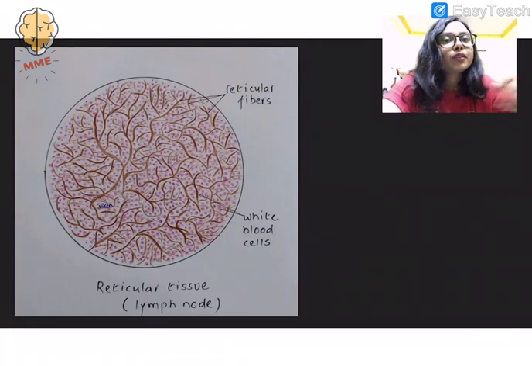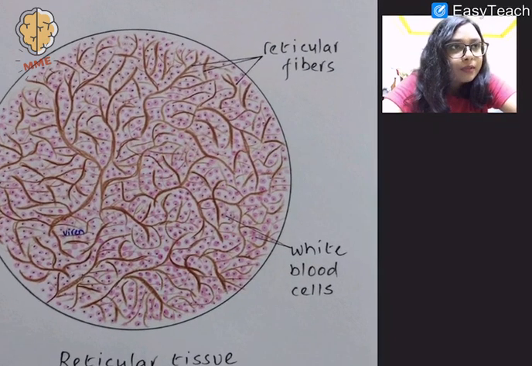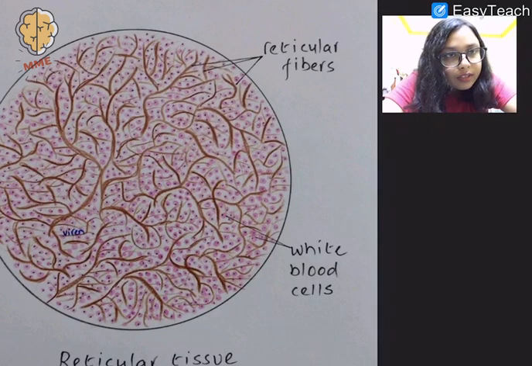Now coming to the reticular tissue, see here, this is the diagram you will make. You see the reticular tissue here, they are all in brown color.